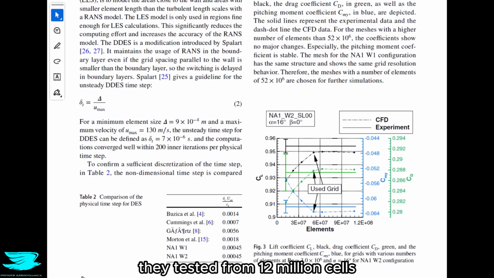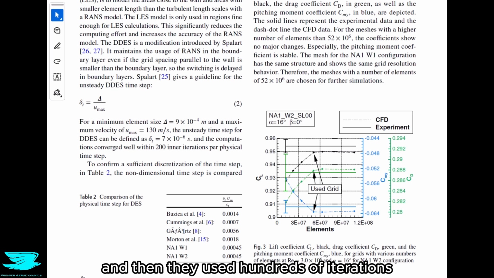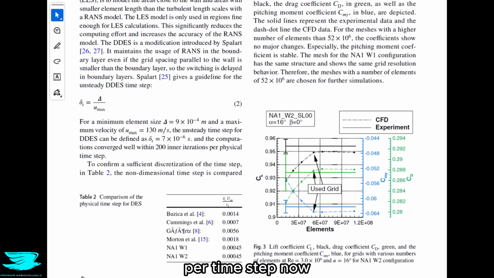They tested from 12 million cells up to 110 million cells. That's quite a lot, especially considering that their time step was very small, just 7 microseconds. And then they used hundreds of inner iterations per time step.